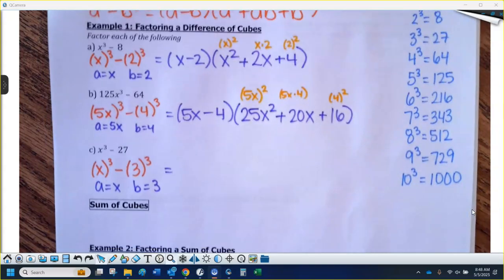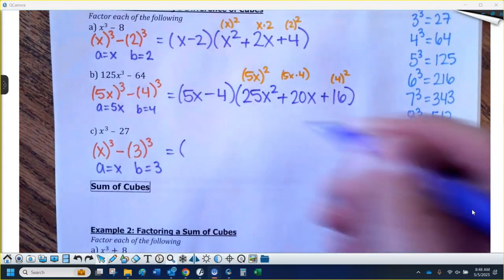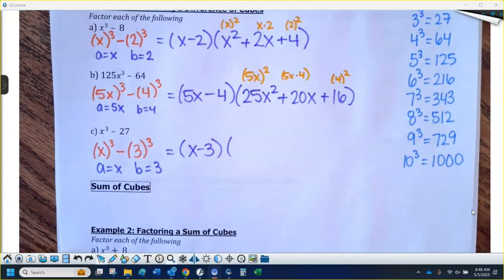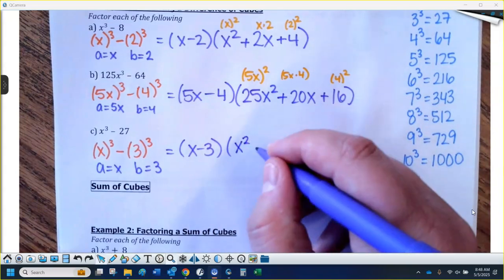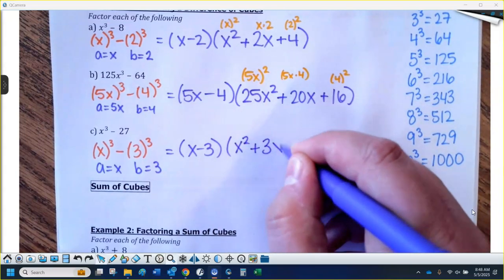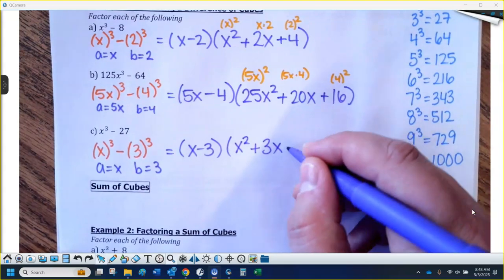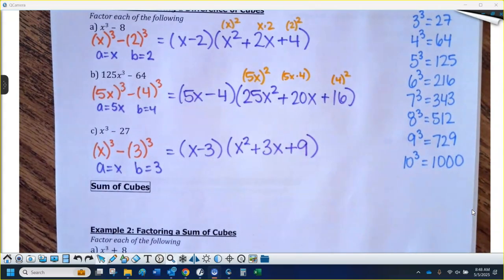Okay. What'd you write for your first little set of parentheses? What minus what? Perfect. All right. Anybody want to try the quadratic? What'd you write down? Go ahead, Zion. What do you think? Okay, perfect. Exactly right.